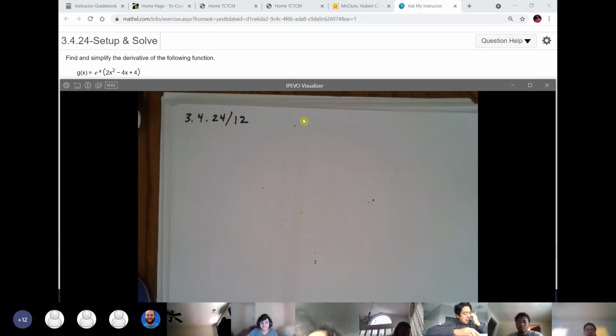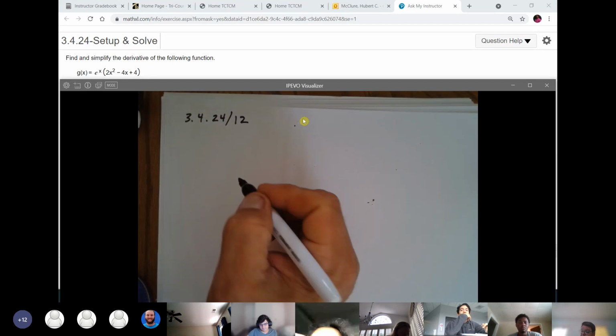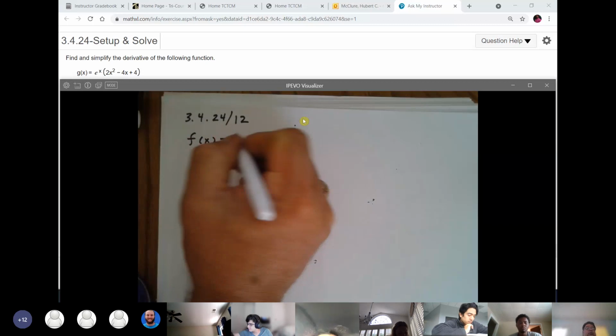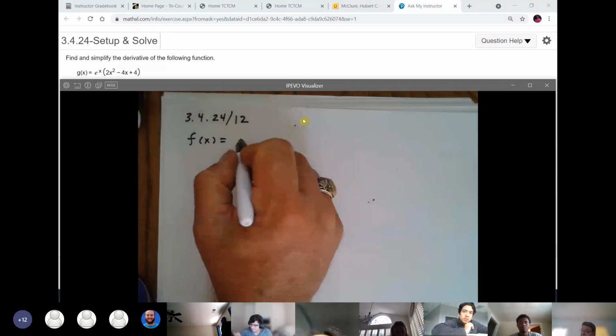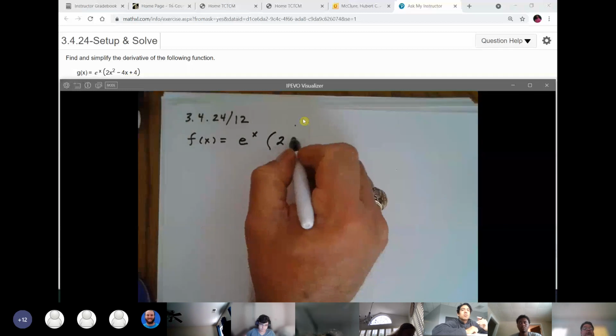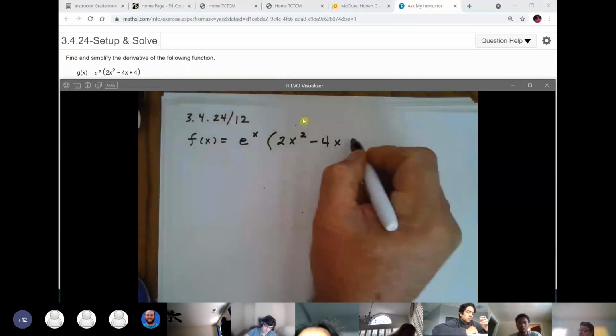So it looks like we're going to be doing the product rule. So y'all go ahead and write it down. F of x is equal to e to the x times 2x squared minus 4x plus 4.